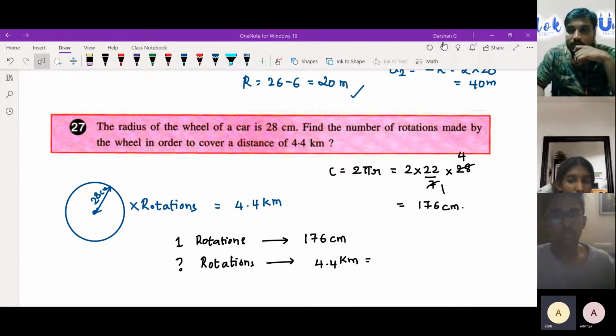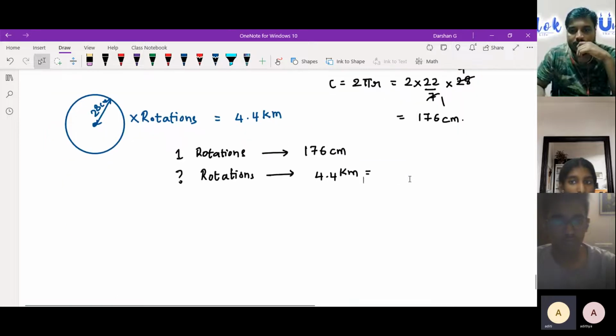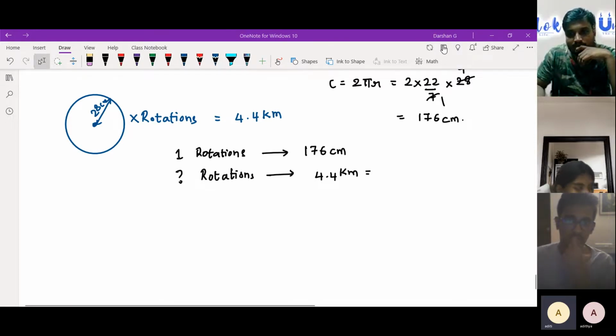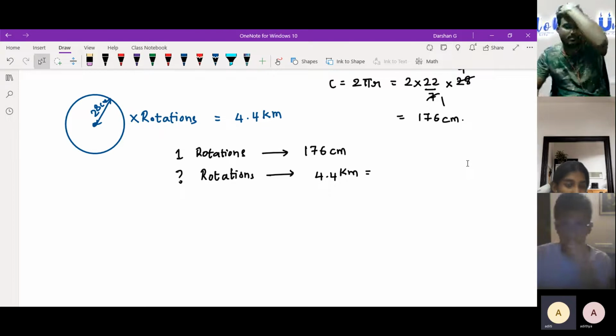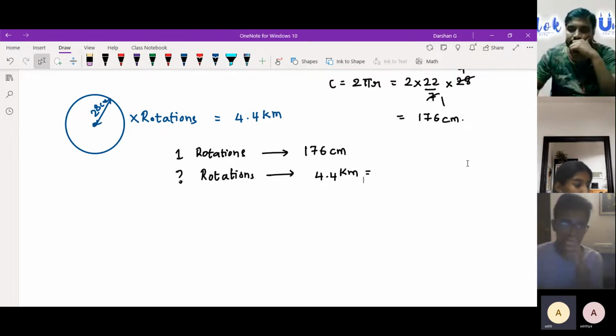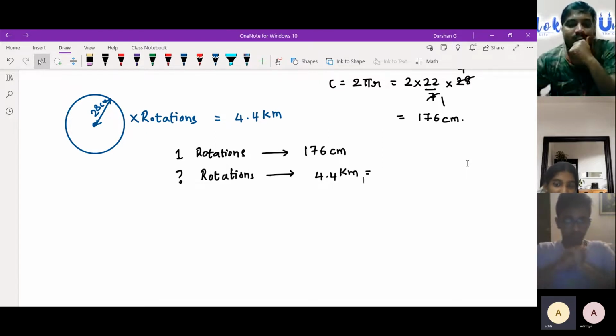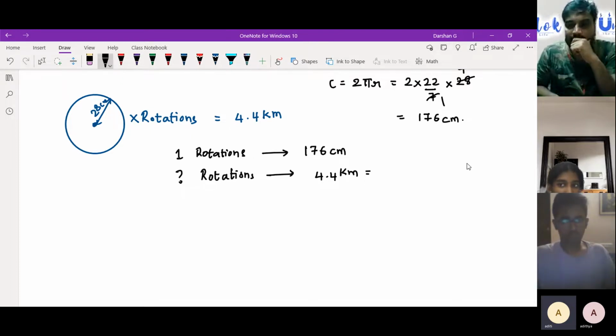Shruti, did you get what 4.4 kilometers is in centimeters, or how did you do that question? I multiplied it by 1 followed by 5 zeros. Why 5 zeros? Why not 6? Because 1 kilometer is equal to that many centimeters. But how do you know it? You convert it first into meters and then centimeters.